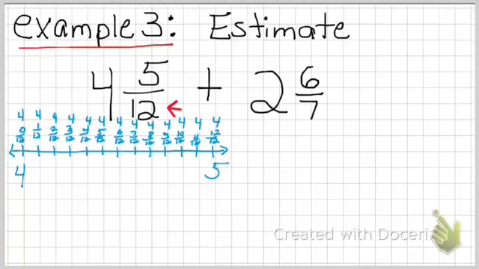And what's my halfway mark of twelfths? Well, half of 12 is 6. So 4 and 6 twelfths right here would be my 4 and a half. So 4 and 5 twelfths will either round to 4, 4 and a half, or 5.